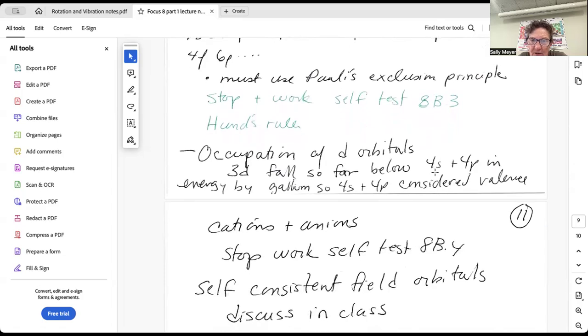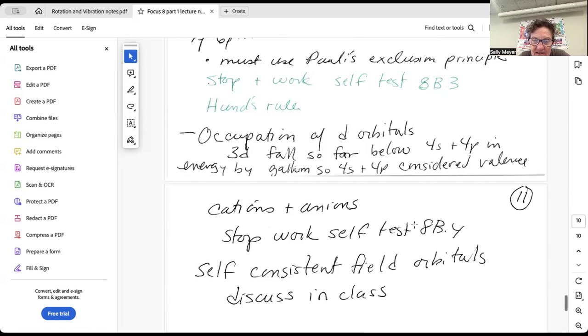So when we talk about the d orbitals, 3d falls below the 4s and the 4p in energy by gallium. So 4s and 4p are considered valence. Once you fill up the whole d subshell, it falls in energy each time you put an electron in. Therefore, by the time you get to gallium, you're going to then put electrons into the 4s and the 4p, and those are then considered the valence. The 3d have fallen so far down that they're considered part of the inner shell.